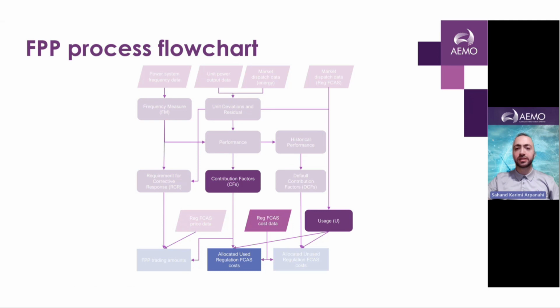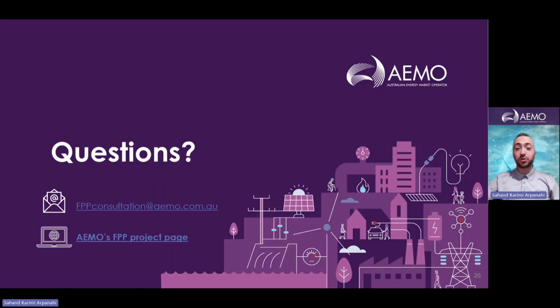And finally, we allocate the used part of regulation FCAS costs using their real-time contribution factors. I hope this information has been helpful. In the following sessions, we'll dive deeper into each part of the FPP calculation process.